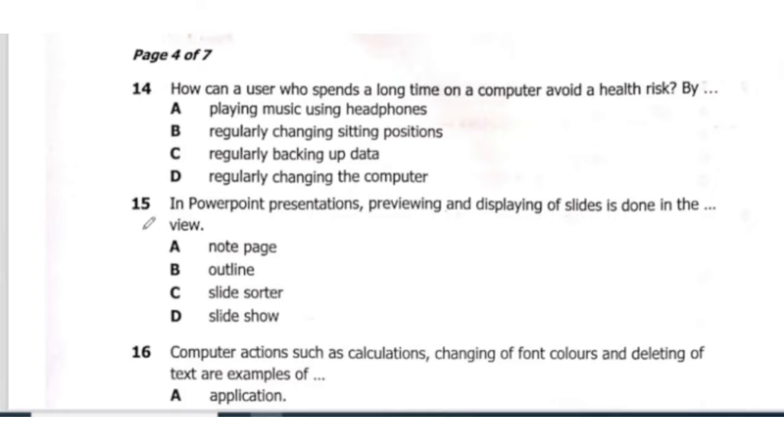Okay, now we go to 14. How can a user who spends a long time on a computer avoid a health risk? So how can you avoid a health risk when you spend a lot of time on the computer? A, by playing music using headphones. B, regular changing sitting positions. C, regular backup data. D, regular changing the computer. The correct answer is B, changing positions.